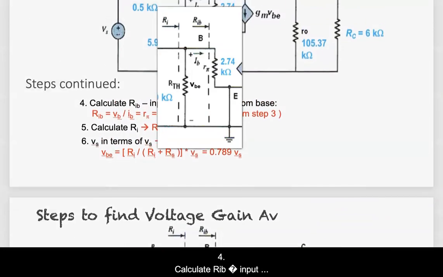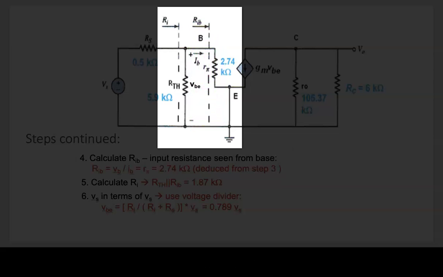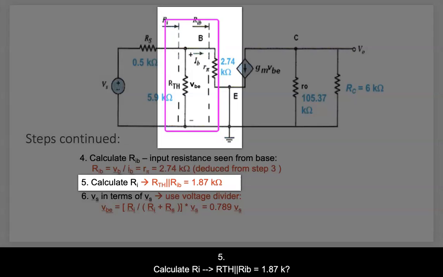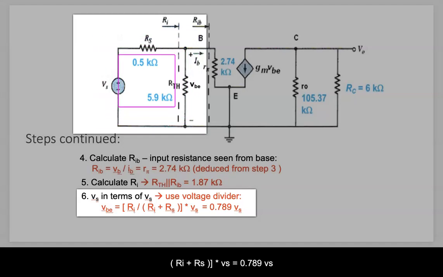Now we calculate RIB, which is the input resistance seen from the base. RIB is equal to VB over IB, and this is equal to R pi, which is 2.74 kilo ohm. Next, we calculate Rin, and Rin is equal to RTH in parallel with RIB, and it is equal to 1.87 kilo ohm. Using voltage divider, we can write VBE in terms of Vs. VBE is equal to Rin over Rin plus Rs times Vs, and this is equal to 0.789 Vs.